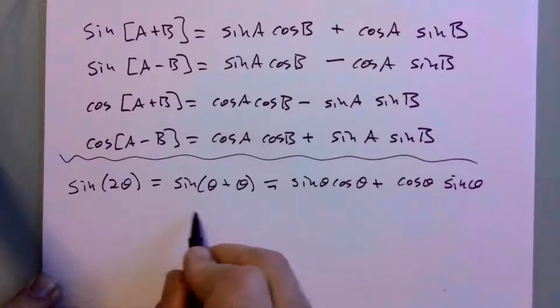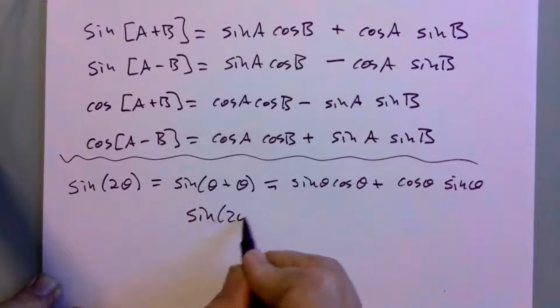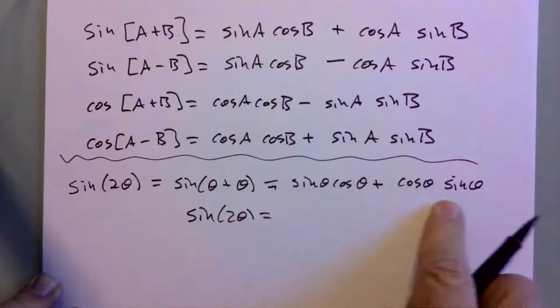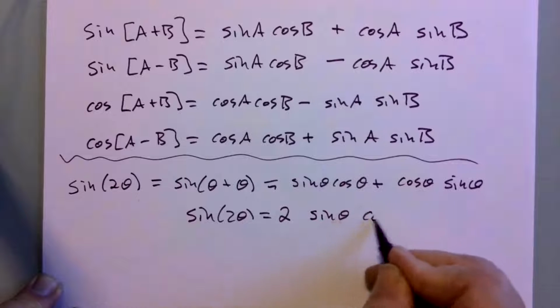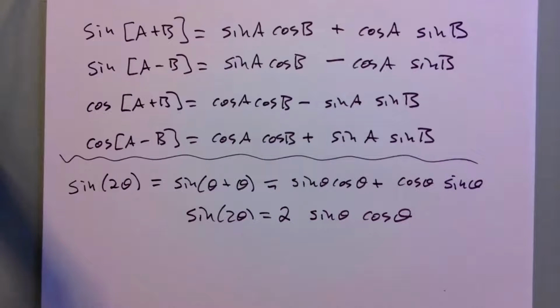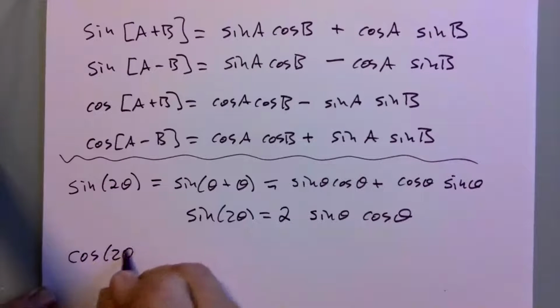Putting them all together, then what does sine 2 theta equal? Sine theta cos theta plus cos theta sine theta, that's 2 sine theta cos theta. So I strongly recommend that you memorize that one. Sine 2 theta is 2 sine theta cos theta. It is very useful. Now let me go ahead and ask you guys to do cos of 2 theta.